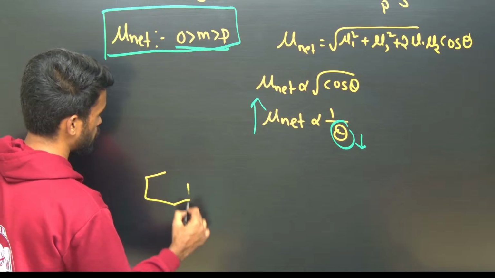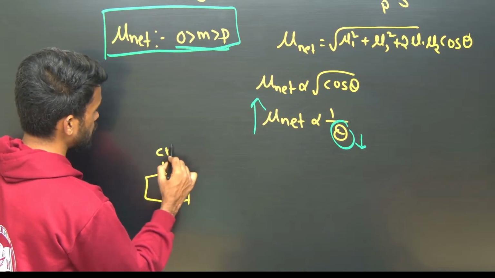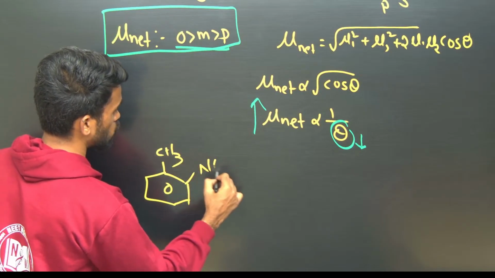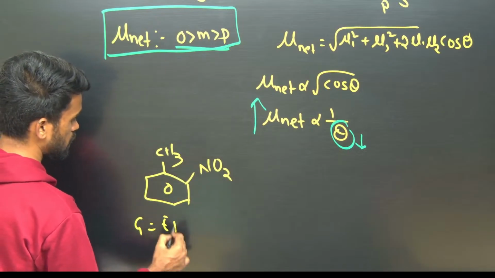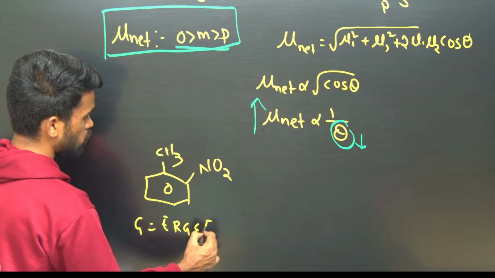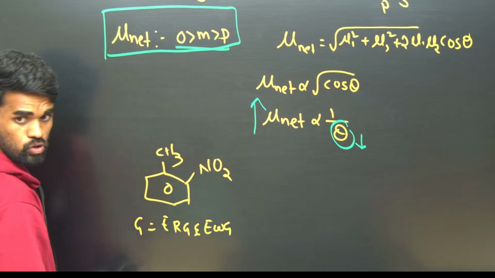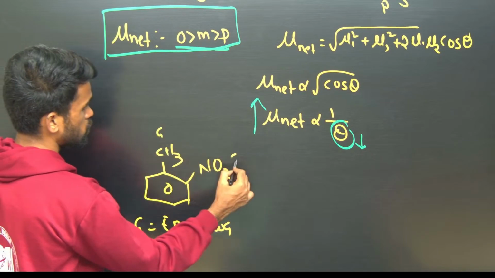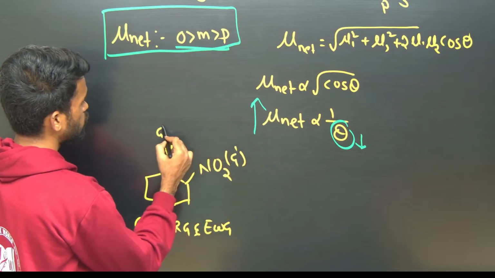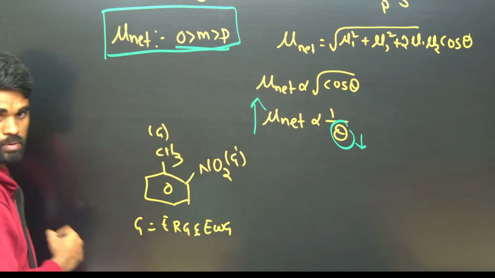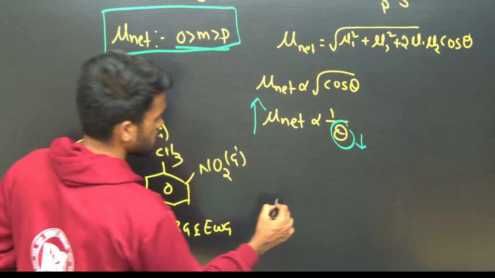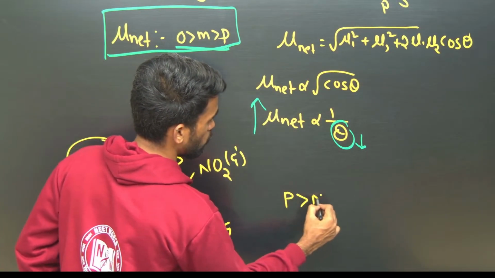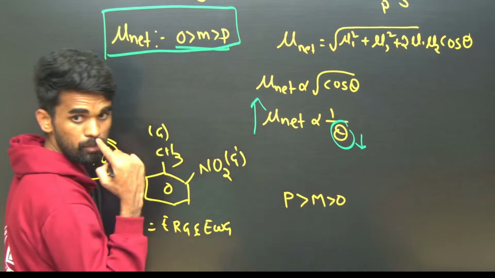When the G groups are such that one is electron releasing and one is electron withdrawing, for example, I am taking one methyl group and the other one is a nitro group. So whenever we have different groups, one electron releasing and one electron withdrawing, here G and G dash I am saying. If G and G dash are not of the same type, not equal, then in this case we will get PMO. What is the order of dipole moment?